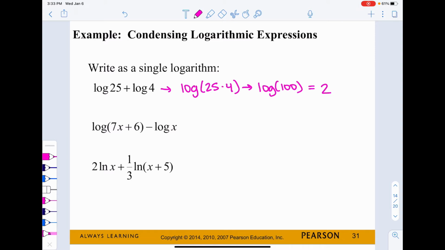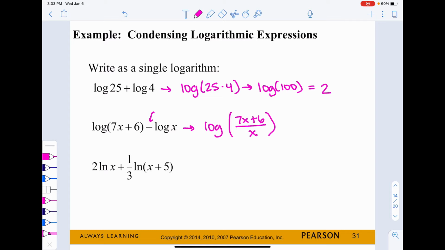If we look at the next one, we have log of 7x plus 6 minus the log of x. So again, we have that base 10. That means a subtraction is going to turn it into a division. That means that we're going to end up with the logarithmic function of, on the top, 7x plus 6 divided by x. Now remember, don't confuse yourself with that plus sign. This plus sign in the middle here of that 7x and that 6 does not allow us to separate it. This is a whole logarithmic function, so don't try to take that out.